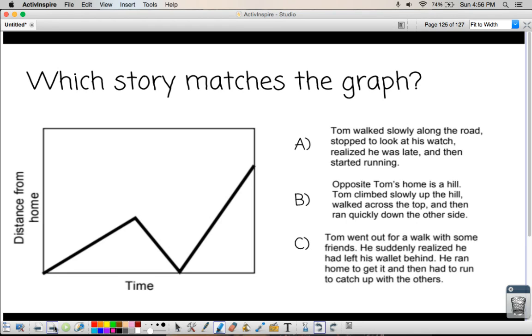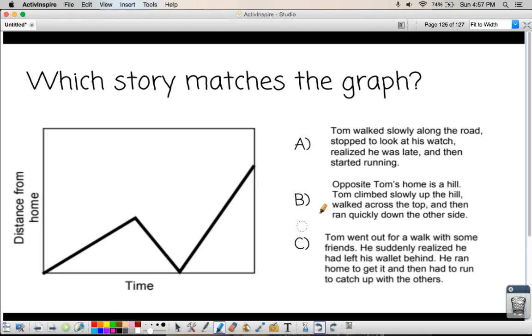A. Tom walked slowly along the road, stopped to look at his watch, realized he was late, and then started running. B. Opposite Tom's home is a hill. Tom climbed up the hill slowly, walked across the top, then ran quickly down the other side. C. Tom went out for a walk with some friends. He suddenly realized he'd left his wallet behind. He ran home to get it, and then he had to run to catch up with the others.